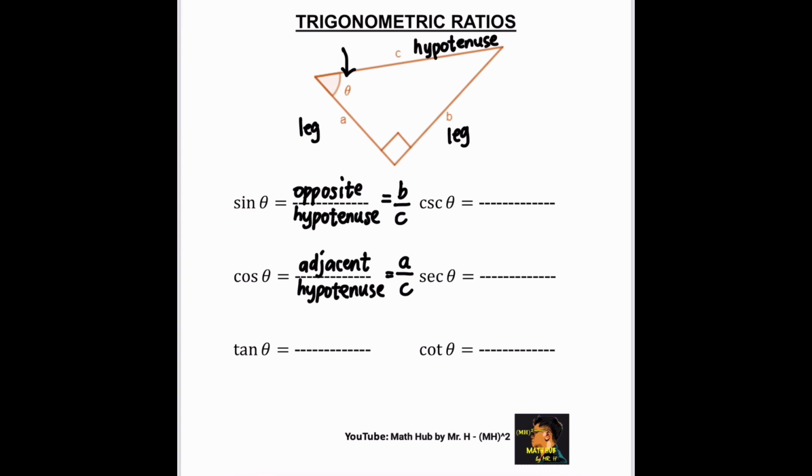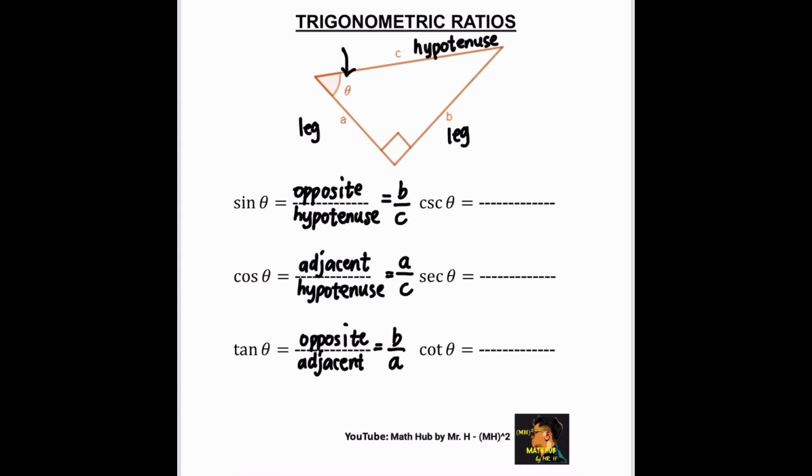And for the third mnemonic, we have TOA. That means tangent equals opposite divided by adjacent. So to find tangent theta, we have opposite, which is B, divided by adjacent, which is A.